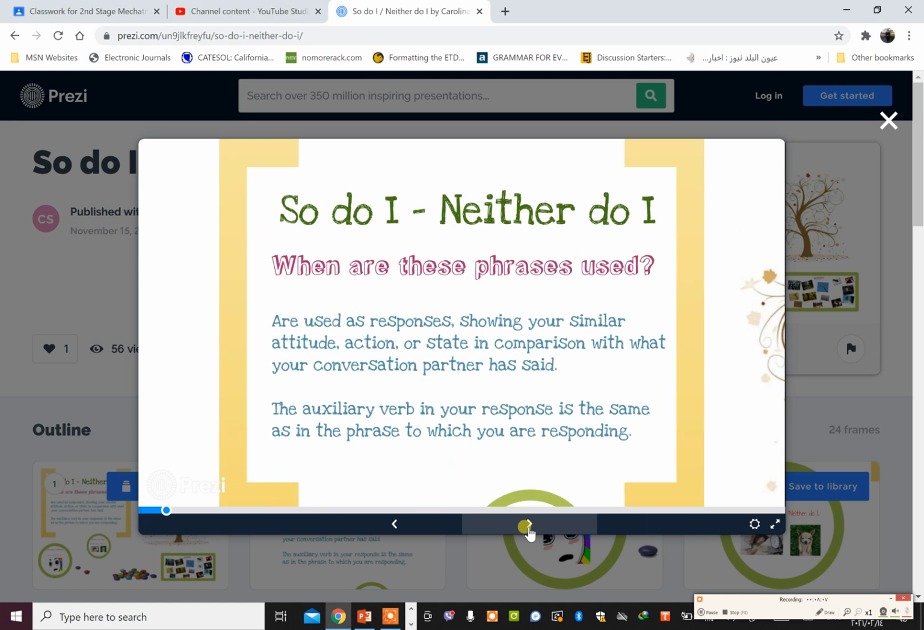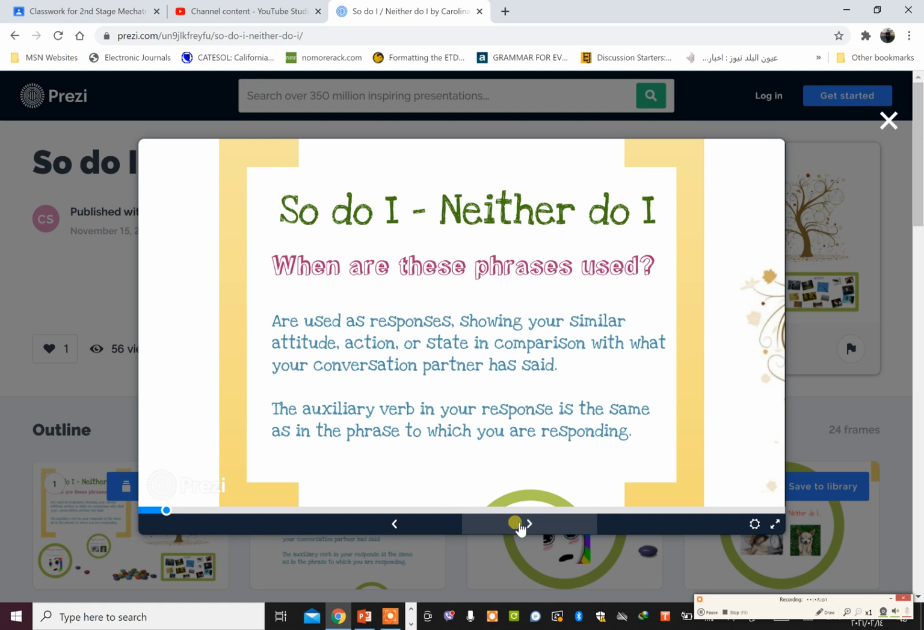So when we use these phrases, why we use them, why we don't say just me too, basically. So these are used as responses, to show your similar attitude. So that means it is to show similar attitude, يعني أنت عندك موقف نفس الموقف للمتكلم, or action or state in comparison with what your conversation partner has said. يعني ما معناه is to show how you agree, okay, with the conversation partner.